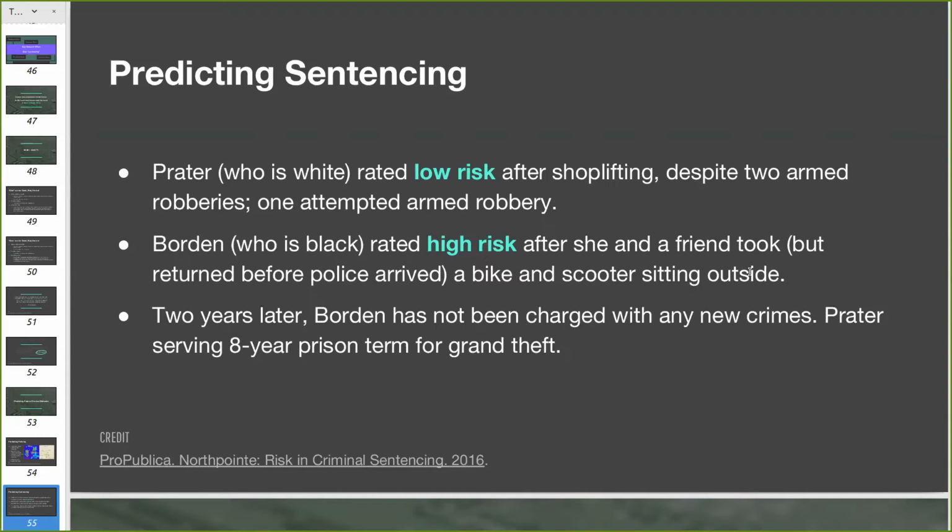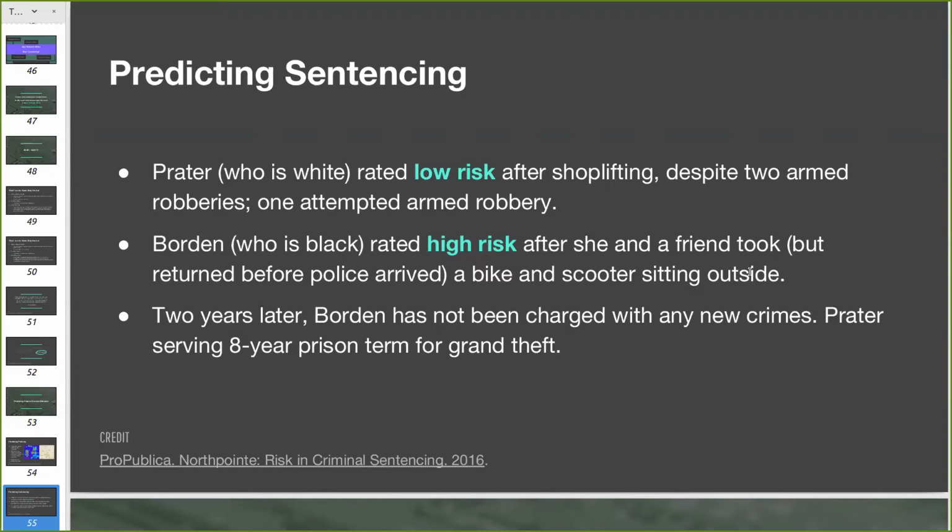As an example here, there is this person called Prater, who is white, and this person has been given a low risk. The crime that this person has committed is shoplifting, and after this, the system has given Prater a low risk score. But this person has had a previous criminal record of 2 armed robberies and 1 attempted armed robbery.